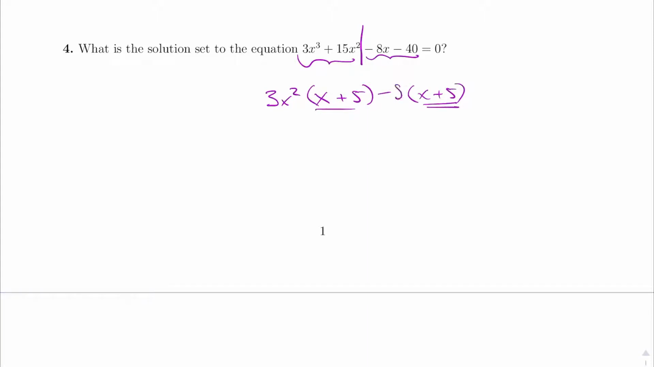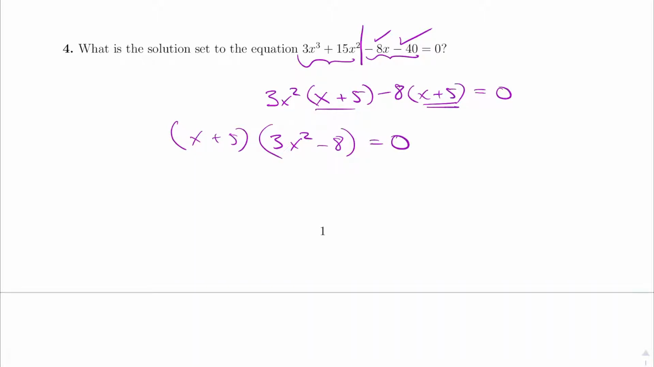It looks like negative 8, when you distribute it to each of those, would give you negative 8x and negative 40. This all equals 0. And we get 3x squared minus 8. And then we have to factor out the common factor, x plus 5, and that equals 0.